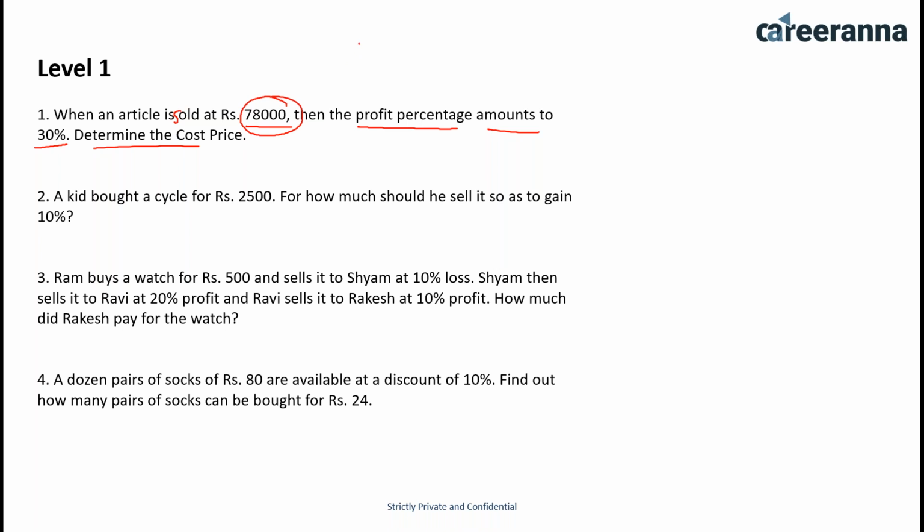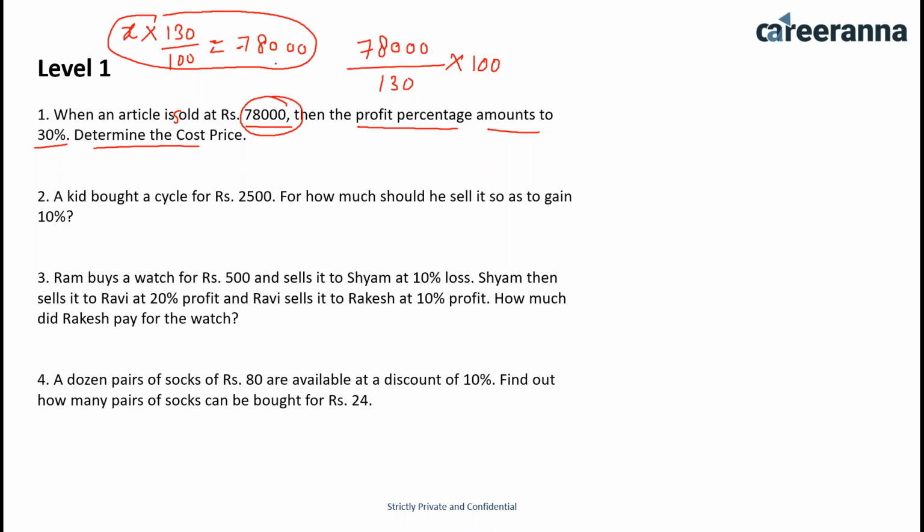78,000 is the selling price, right? Profit percentage is 30. That means I have to divide it by 130 multiplied by 100. Cost price X multiplied by 130 because there is a profit. 100 goes to 78,000. You can write this line too, but I don't like to write it because I can directly write the answer. Very good, guys. It is 60,000. Is it clear to all?